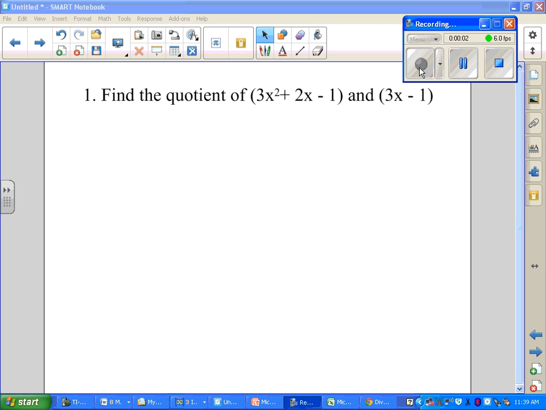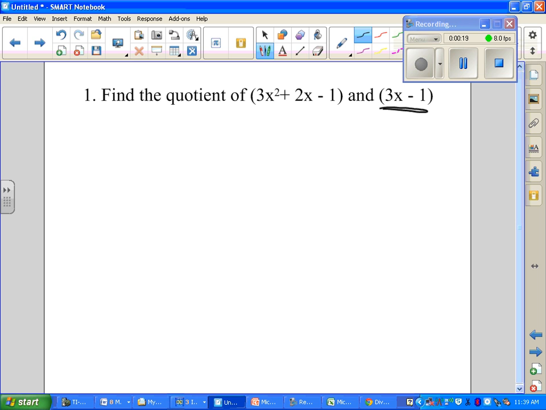Alright, you're being asked to find the quotient of 3x squared plus 2x minus 1 and 3x minus 1. We talked about this in class today, and this is one of your homework problems, at least for this year. First thing I do: since we're dividing by a binomial, we're not going to be able to cross things out. We're going to try something different.